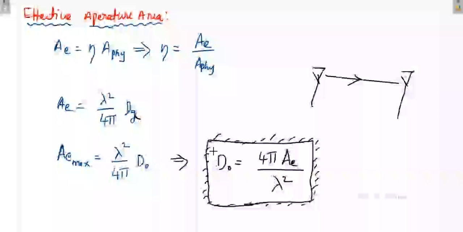Okay, so next we'll see what is beam width. Beam width. So already you have some idea about beam width, because once you have a radiation pattern, then you can find out the beam width.